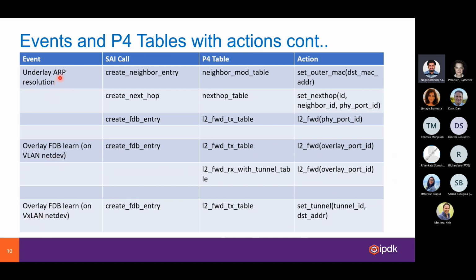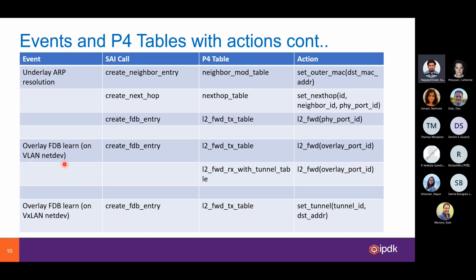For now, let us see what events we get once an ARP is learnt on your underlay. The moment an ARP is learnt on your underlay, it will basically tell you your peer IP address and also your peer MAC address. Based on the information that we fetch from your ARP, we go ahead and program these tables in your backend: the neighbor mod table, the next hop table, and the L2 forward TX table.